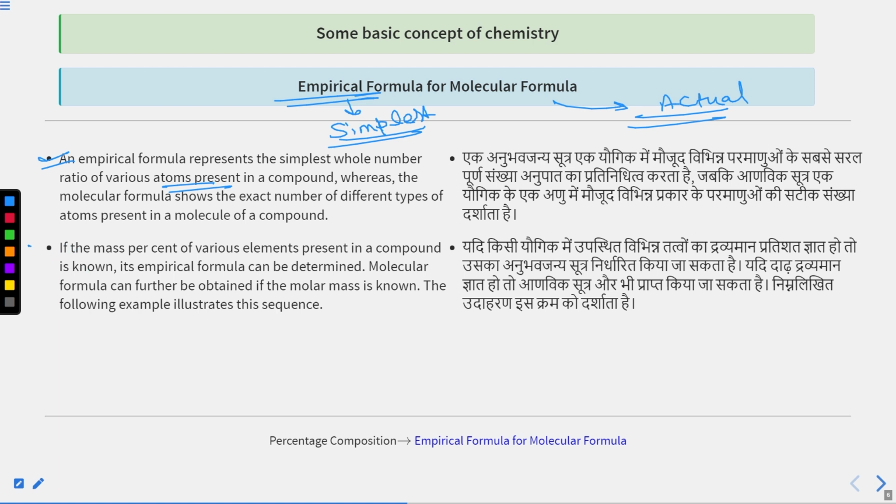If the mass percentage of various elements present in a compound is known, its empirical formula can be determined. Molecular formula can further be obtained if the molar mass is known. And the following example illustrates the sequence. Again I am repeating, if the mass percentage of various types of element is known, as we have calculated in the ethanol C2H5OH, its empirical formula can be determined with the help of mass percentage, and molecular formula can further be obtained if the molar mass is known. And this is the following example.